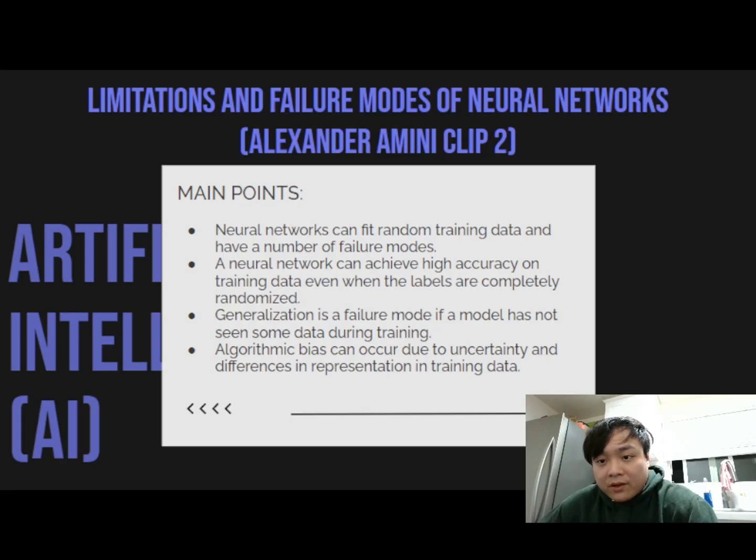So for clip number 4, I think neural networks can be tricked into fitting completely random data. This is an important finding because it means that even if the training accuracy is high, the model may have just memorized the data without truly understanding underlying patterns. Other failure modes include a lack of generalization to data that was not seen during training and algorithmic biases from issues in the training data.